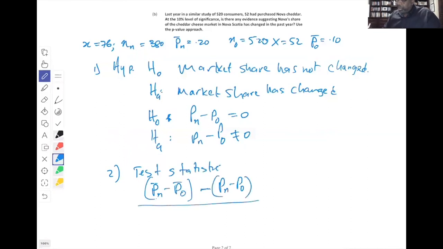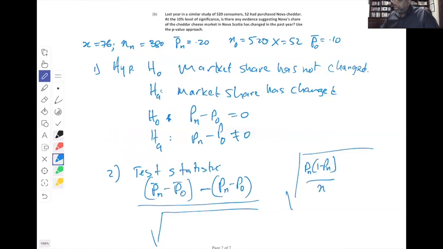Now, what's our standard error? Our standard error should look something like this. I'm just going to draw it on the side and then I'll erase it. It should look like Pn times 1 minus Pn over Nn. So it's kind of like when you have the single sample problem, you had P times 1 minus P over N. Well, now we're going to have Pn times 1 minus Pn over Nn, and Po times 1 minus Po over No.